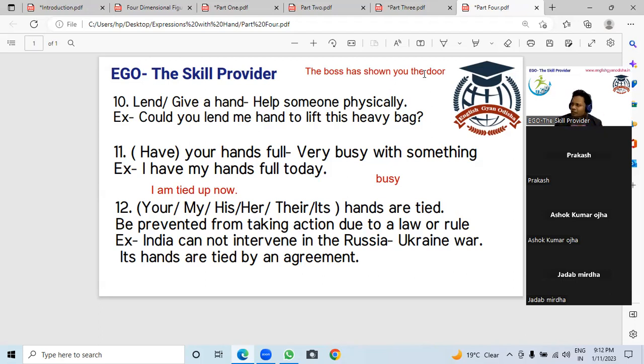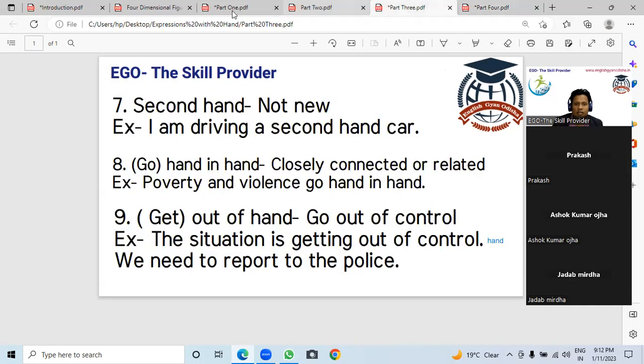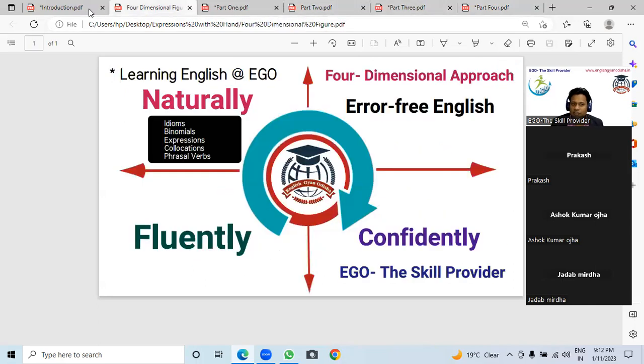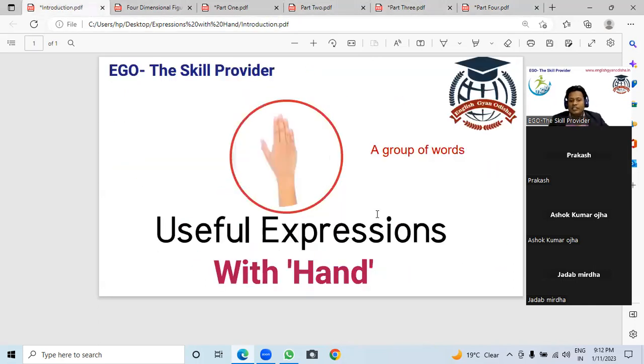Is, am, was, were, busy, everybody is using these. What is the difference between you and others, and why are you spending 1 hour with me? To learn English naturally, to speak English naturally. That's the process I want from you. Okay, so here I have given you all the things. We have already gone through 12 different words, and these are useful expressions with hand.